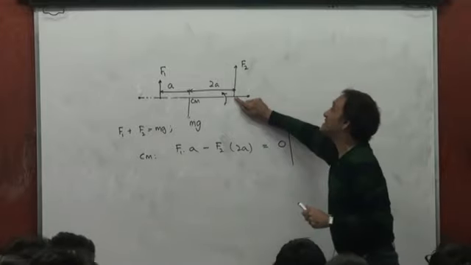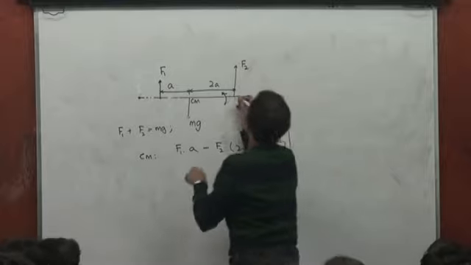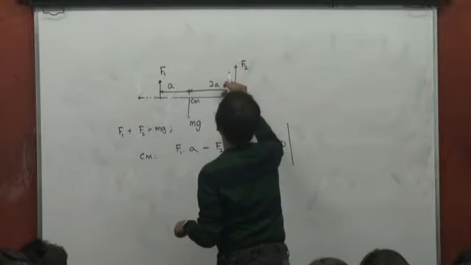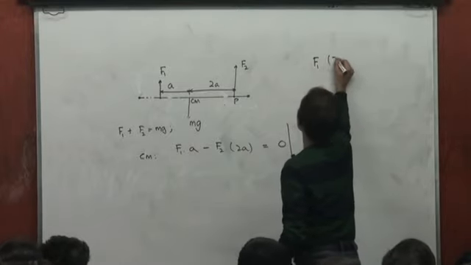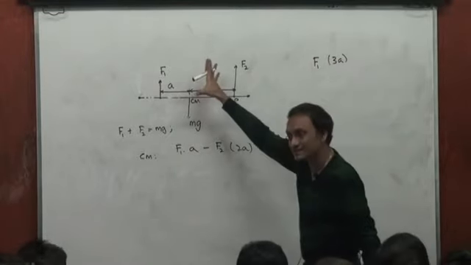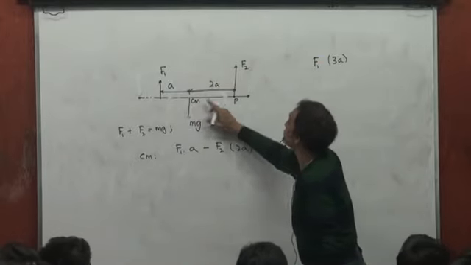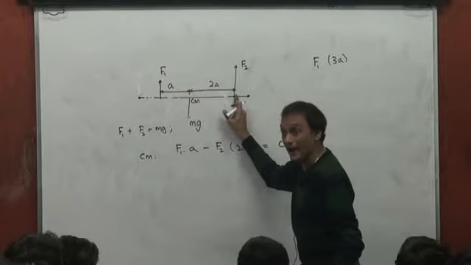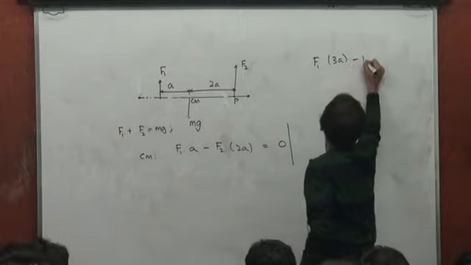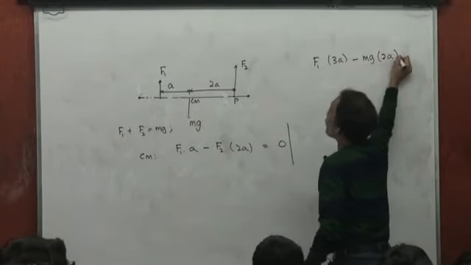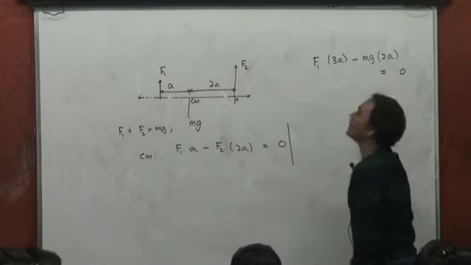you could take torque about, let's say, point P. Now, what's the torque that F1 produces about P? F1 into 3A clockwise. What's the torque that mg produces about P? mg into 2A and anti-clockwise. So minus mg into 2A. What's the torque that F2 produces about P? 0. So the net torque about P also is 0.